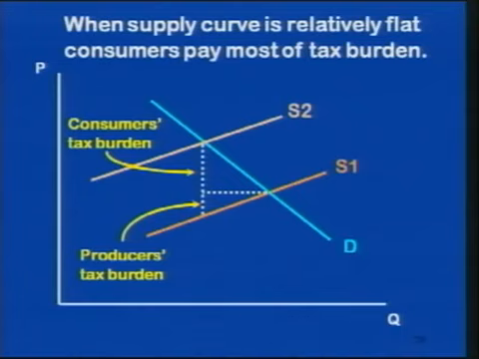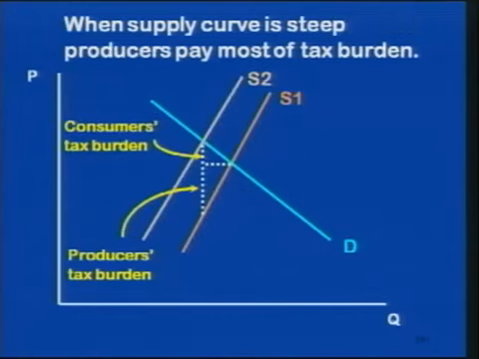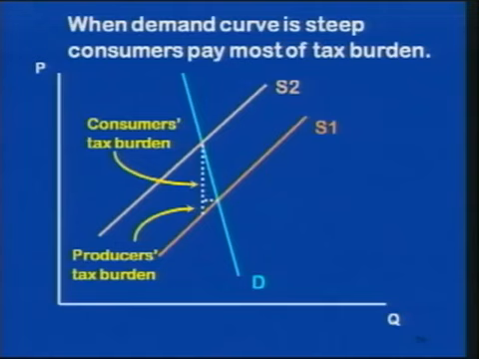Who ends up paying the tax? In a word, it's the people who cannot respond. If suppliers cannot respond to a price by changing their supply, so they have a steep supply curve, then they end up paying most of the tax. If consumers can't respond by changing the quantity that they buy in response to the higher price, then they pay most of the burden. So essentially, the way to think about this is it's the party that's most constrained, the party that has fewer options, who ends up paying the tax.